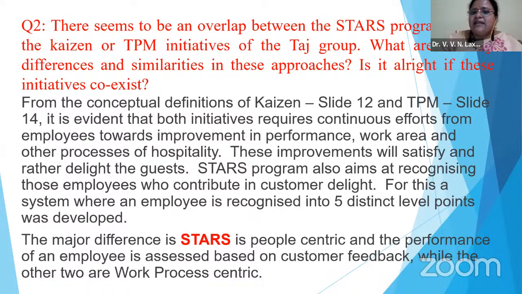The only difference between Kaizen, TPM, and STARS is a people-centered approach. That is, our highlight or our point of attraction is the employee and the employee's contribution towards the work center or towards the facility or towards servicing the guest. While Kaizen and total productive maintenance are both work process centric. There, more than the employee, the work process or the work center is important, and avoiding the redundancy in those work centers is important, or it becomes compulsory. That is the difference between these two, and these two should coexist because without motivating the employee, we cannot bring in improvisations in the work or the job performed by the employee or the work center.